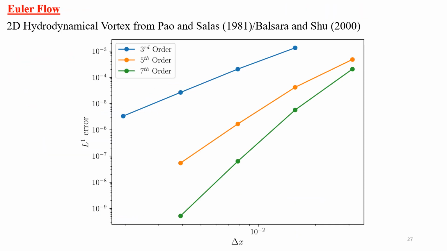So let's go ahead and focus on the two-dimensional hydrodynamical vortex problem. This is a vortex that is set up on a square mesh and allowed to periodically go around the mesh once or twice or as many times as you wish, but we only try once. And we now see that our third order scheme meets the third order accuracy, our fifth order scheme meets fifth order accuracy, and our seventh order scheme meets its seventh order design accuracy. So those are good.